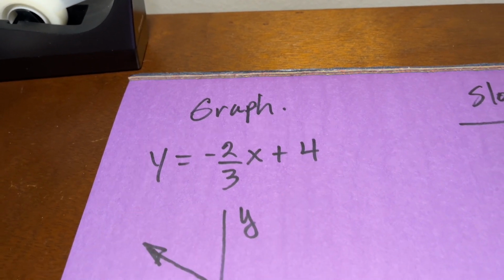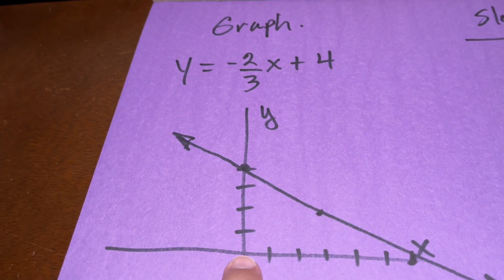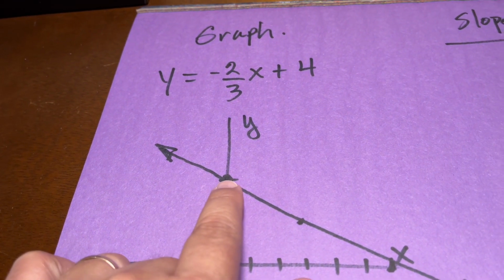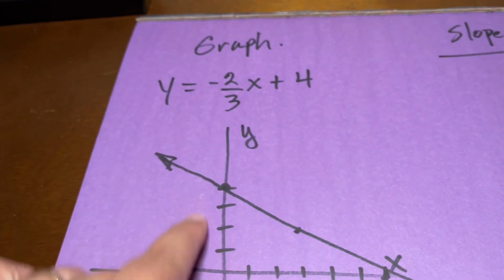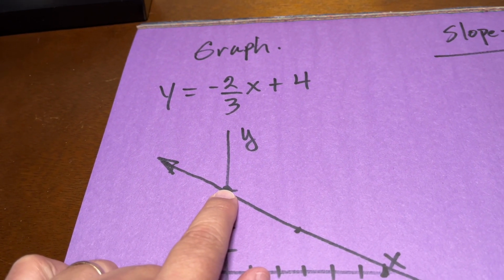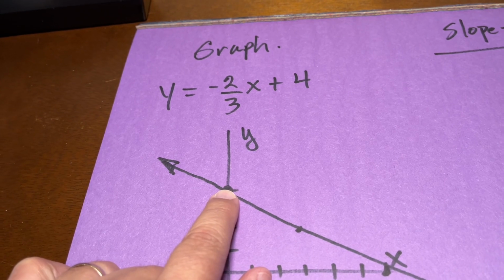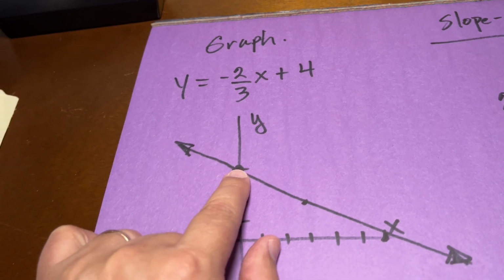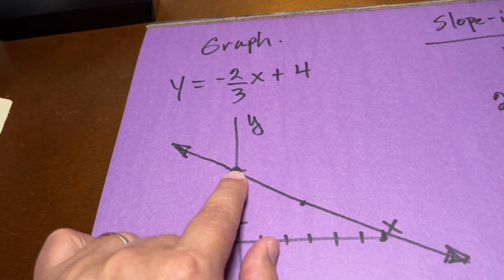Well, 4 is going to be the y-intercept, so on a graph, we start here at the origin and go 1, 2, 3, 4. So this 4 is on the y-axis, and it's where the line crosses the y-axis. That's called a y-intercept. It's where the line intercepts the y-axis.